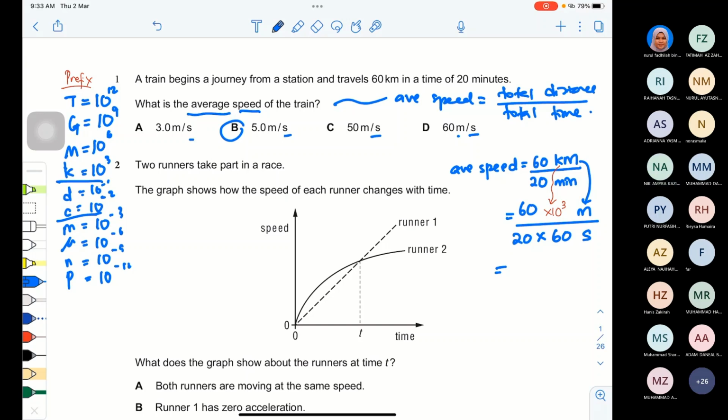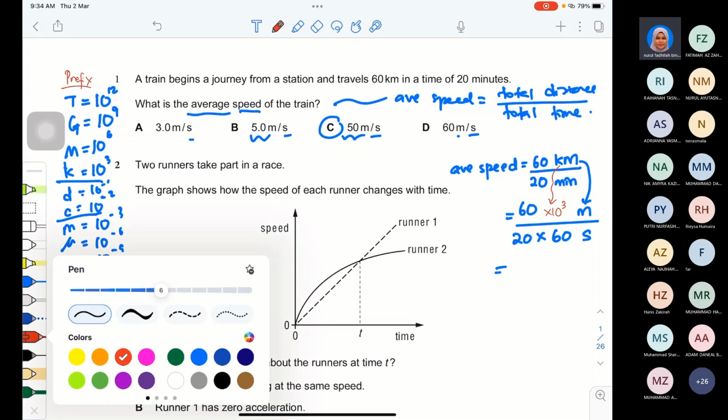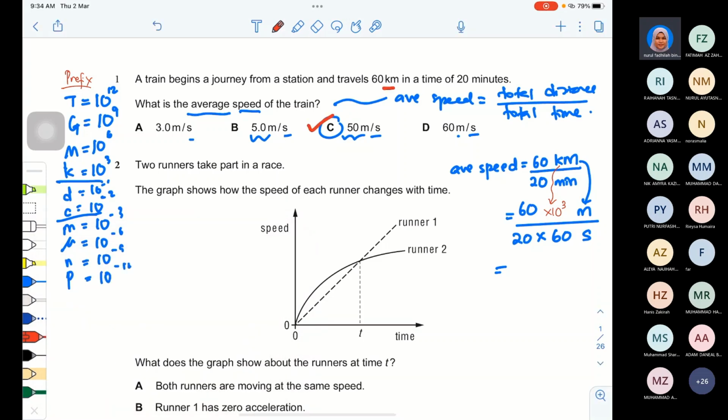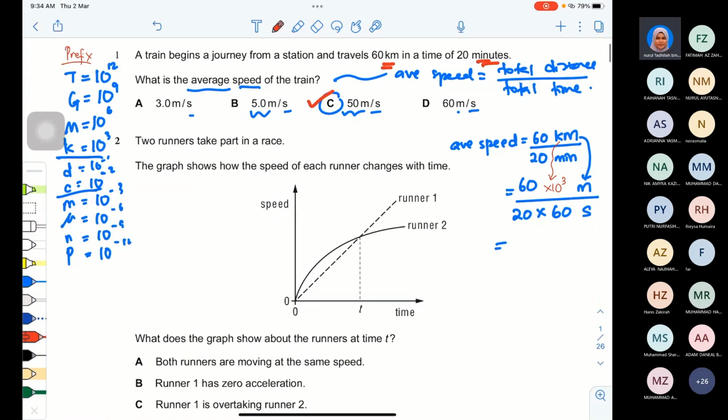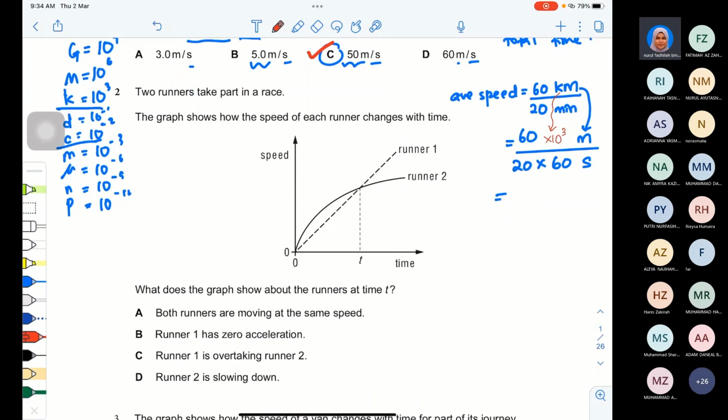50. Nampak dia hampir sama dengan jawapan. Dia macam mirip-mirip je jawapan dia. Ini 5.0. Ini 50. So be careful. Ini sahajalah kadang-kadang. Ya, nampak tak? You tahu it's an easy question but you are trapped. Okay. Number 2, 2 runners take part in a race.